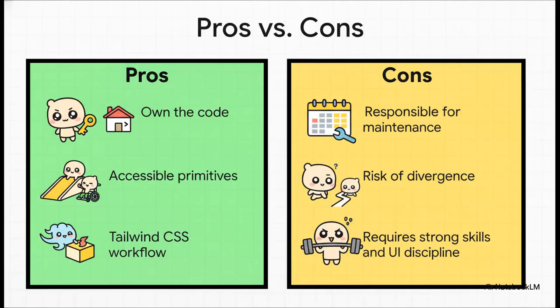So, the pros are super clear. You own the code, it's way easier to customize for your design system, and it's accessible out of the box. But the cons are just as important to consider. The biggest one, you are now responsible for maintenance. If a bug gets fixed upstream, you have to pull that change in yourself. It really does require discipline and a solid understanding of front-end development.